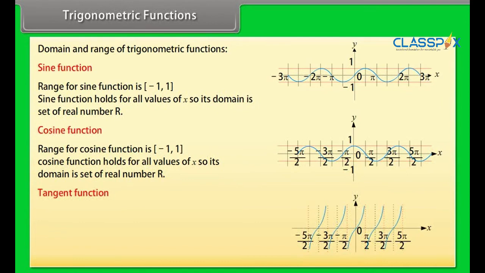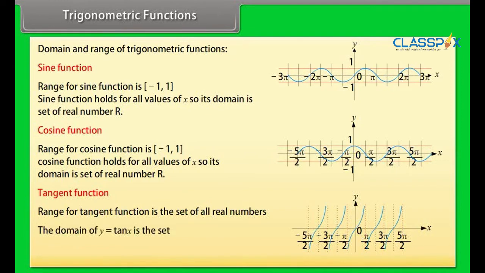Tangent function. Range for tangent function is the set of all real numbers. The domain of y equals tan x is the set of x belonging to real numbers, x not equal to (2n plus 1) pi by 2, where n is any integer.